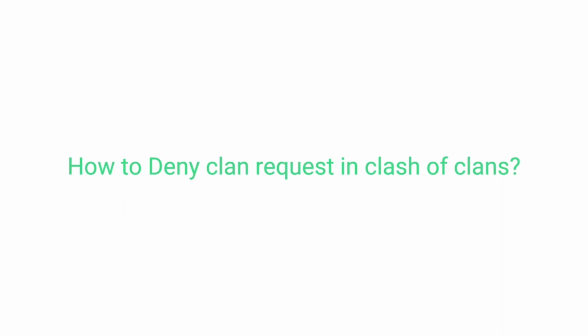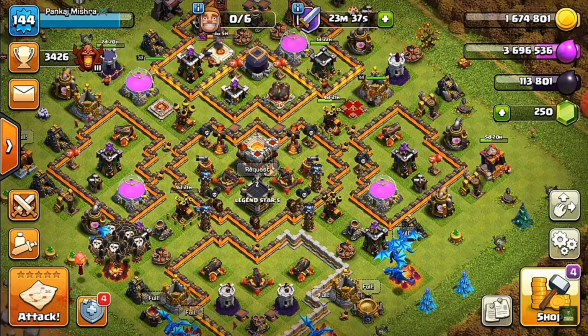How to deny clan requests in Clash of Clans. So first of all, open the Clash of Clans app. Clan invites can be blocked via the in-game settings menu. This can be accessed by selecting the gray cog icon from the main menu screen and choosing the options menu.